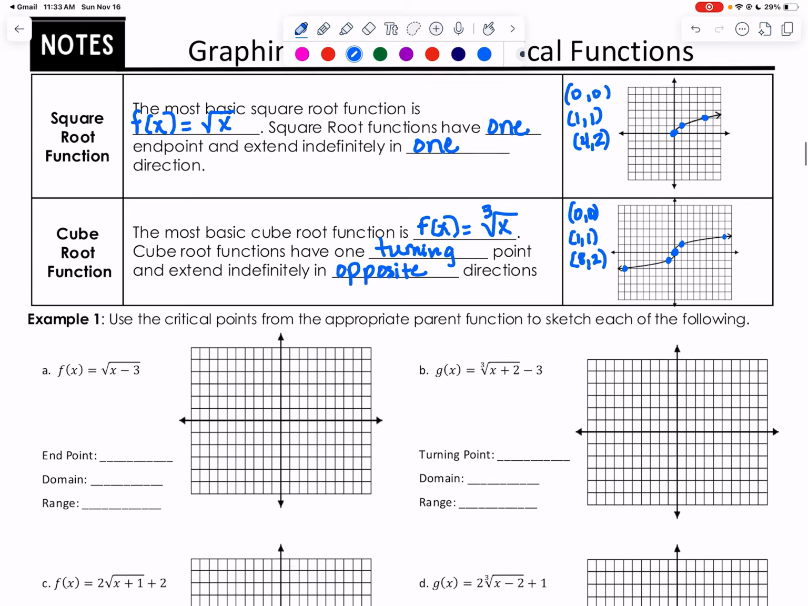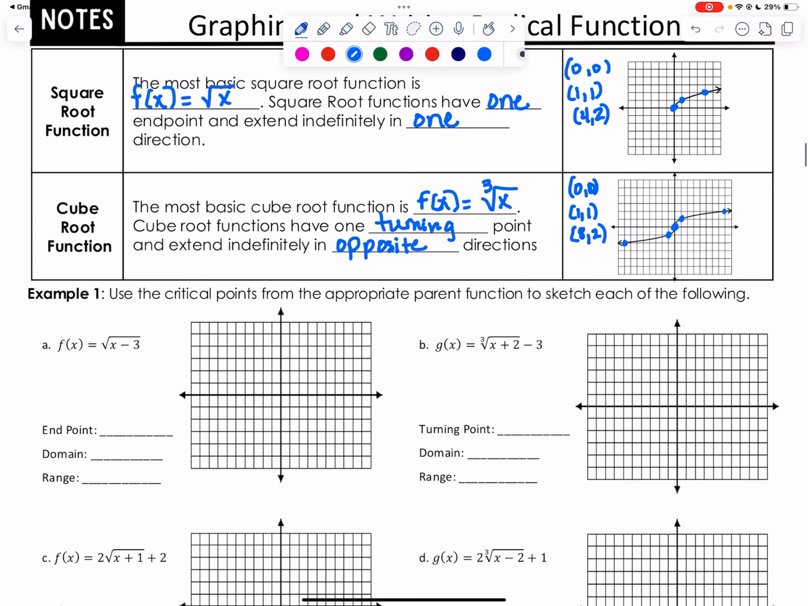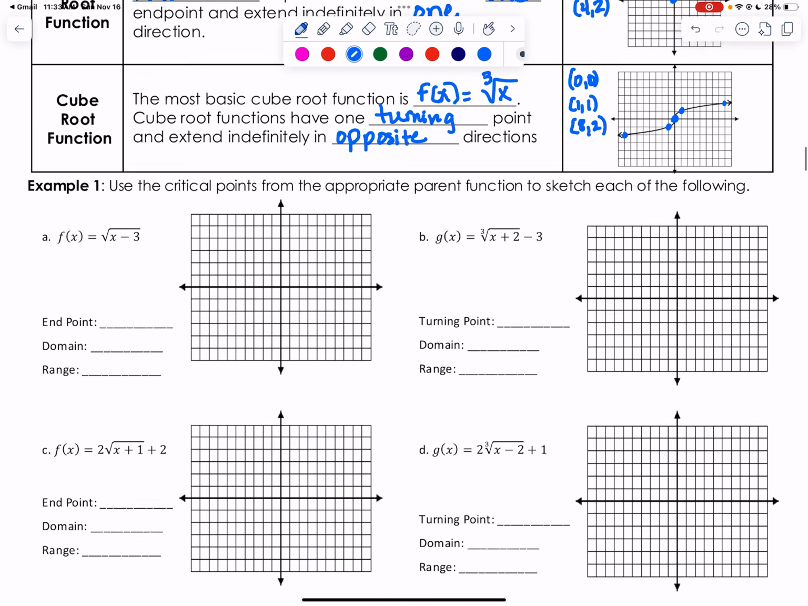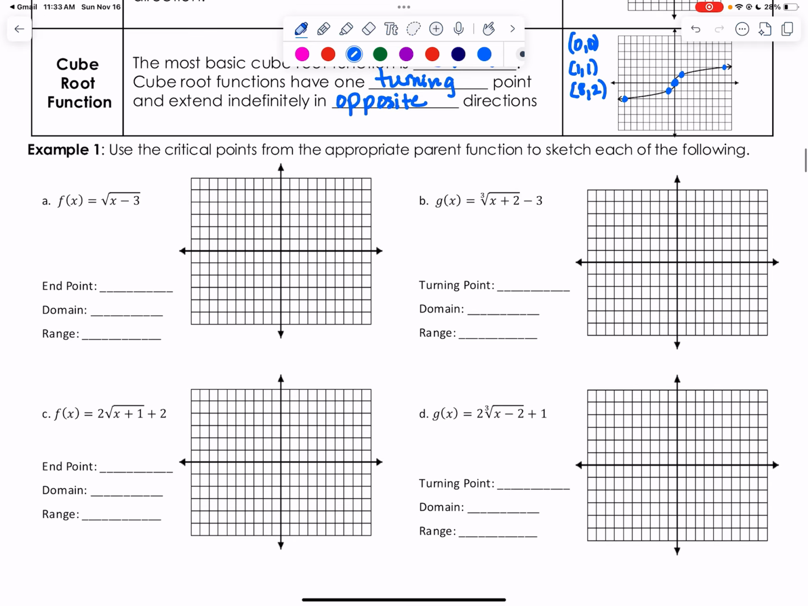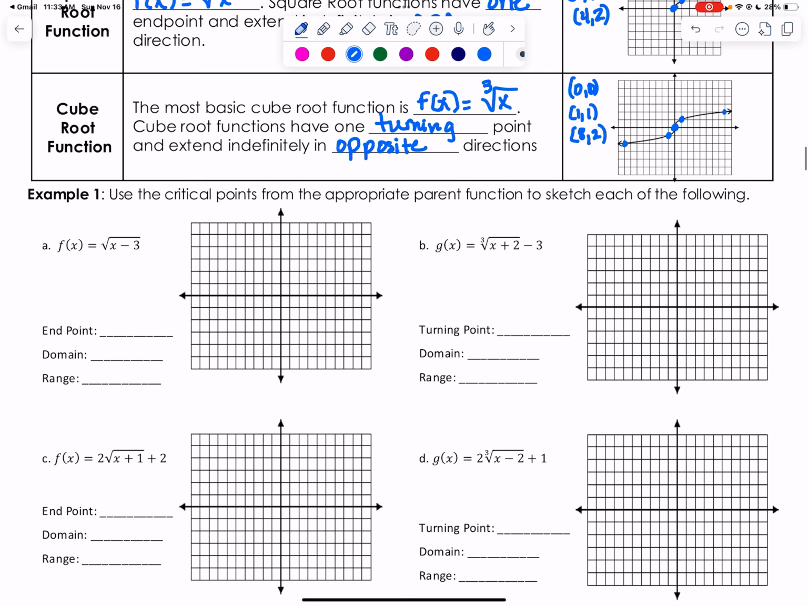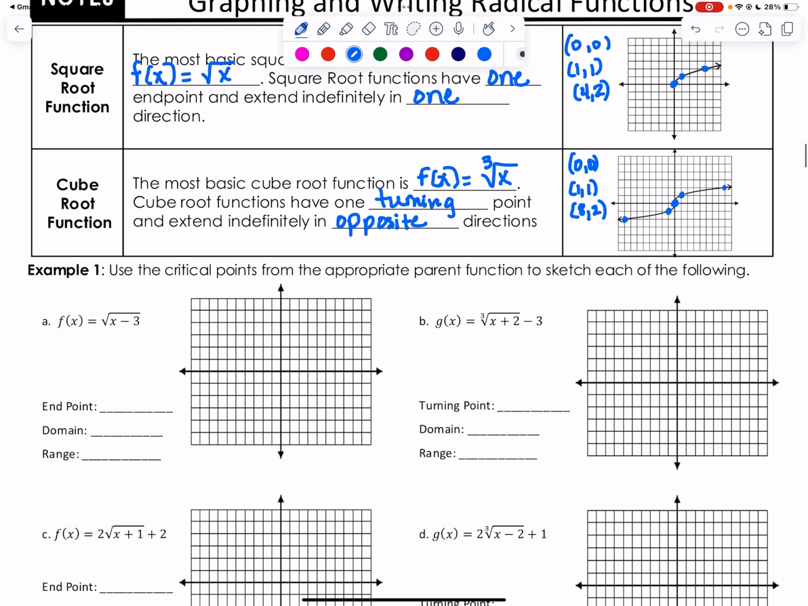All right. So in example 1, it says use the critical points from the appropriate parent function to sketch each of the following. So in problem A, we have f of x equals the square root of x minus 3. So we will be using the critical points from that square root function to graph the square root of x minus 3. So our endpoint here, because this is a square root parent function that's been shifted to the right 3, our new endpoint will be 3, 0. So 1, 2, 3, 0.